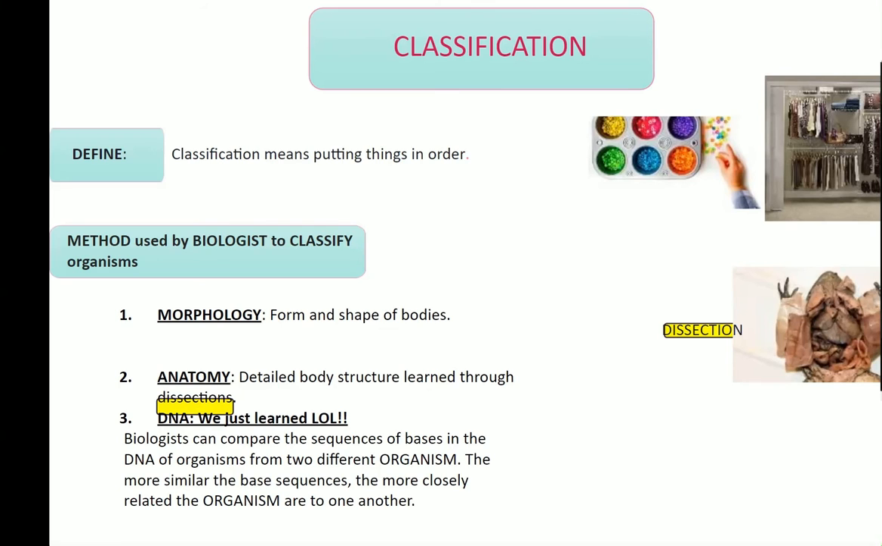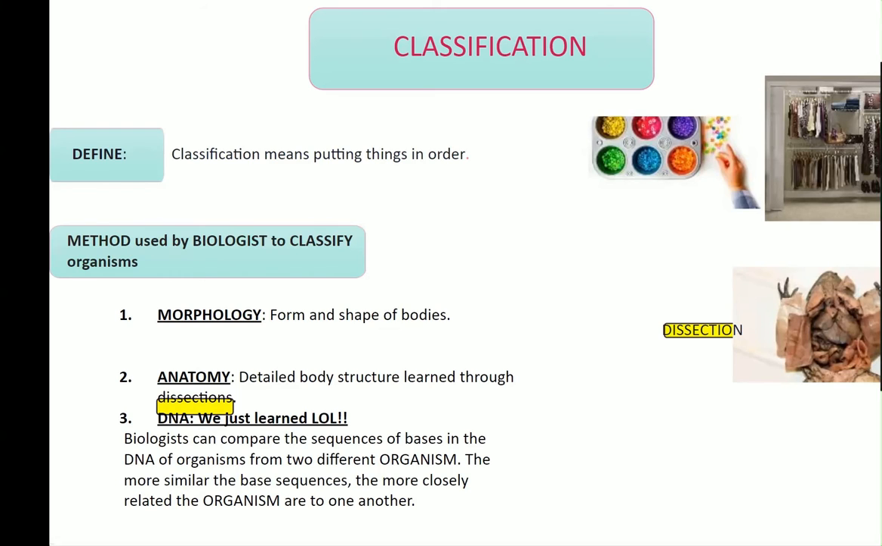Okay, listen, biologists use 3 methods to classify all the organisms, to put them into groups. What are those 3? The first one is called morphology. Yes, it's a biological term. Maybe it's new for you, but you should remember. Morphology means studying the form and shape of the bodies. First of all, biologists will put all the organisms in front of them and study their body shapes.